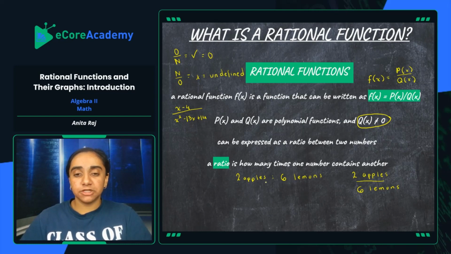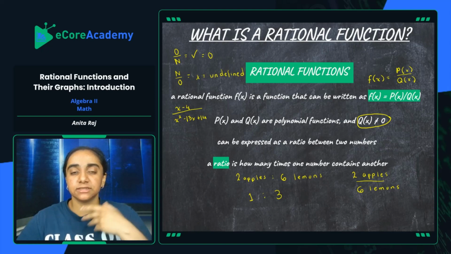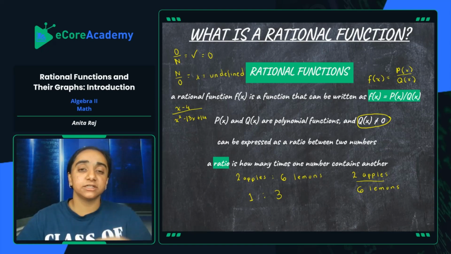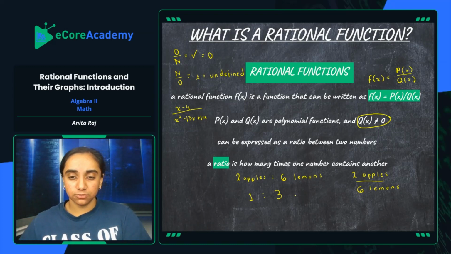We can simplify this ratio by dividing both sides by 2. If we divide 2 by 2, we get 1. We divide 6 by 2, we get 3. So we can simplify this. Instead of saying for every 2 apples, we have 6 lemons, we can say for every 1 apple, we have 3 lemons, because we're just simplifying it. So we're pretty much representing a ratio here. This can also be rewritten as 1 to 3.